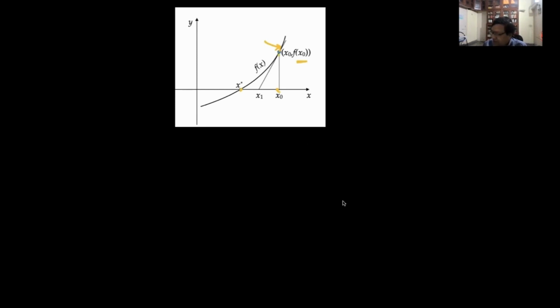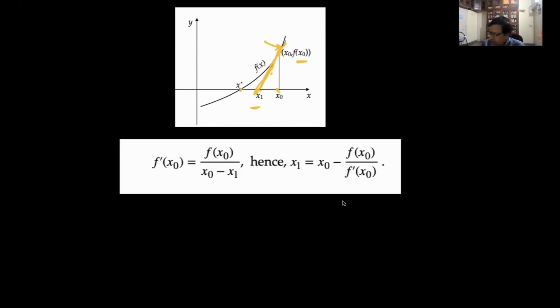At this point there is a slope. So get the slope f prime of x0, and the slope will hit the x-axis at x1. So your x1 is a new point. From this geometry, the slope f prime of x0 is f(x0) divided by x0 minus x1. From this we can solve for x1. This is straightforward: x1 is x0 minus f(x0) divided by f prime of x0.